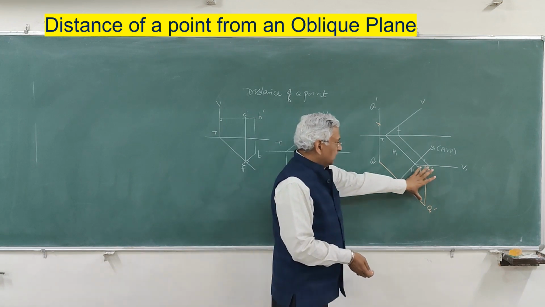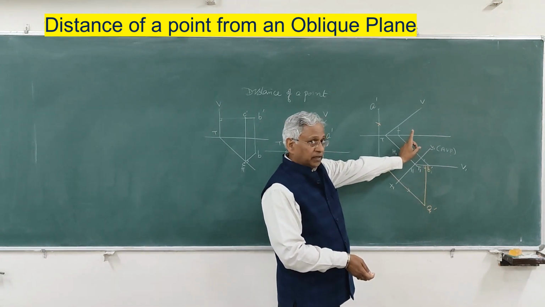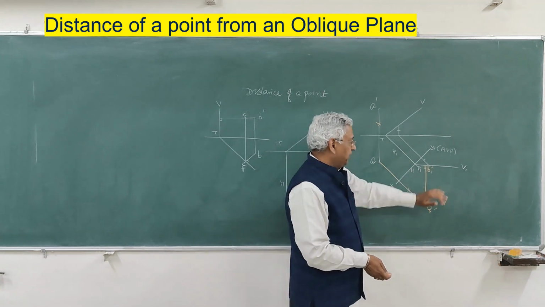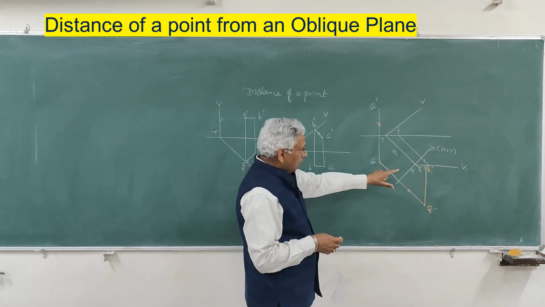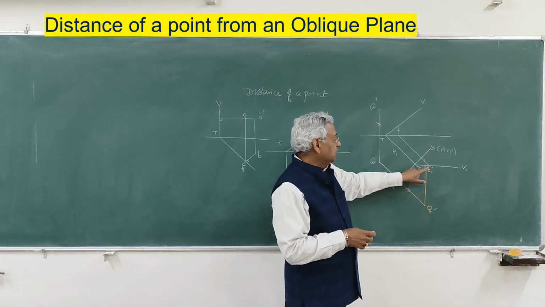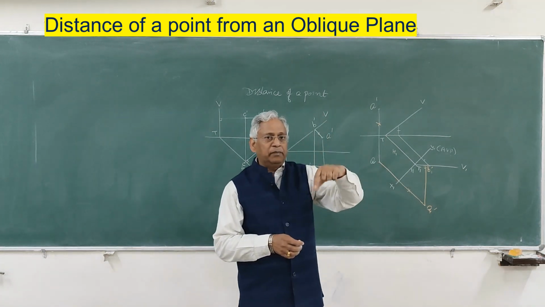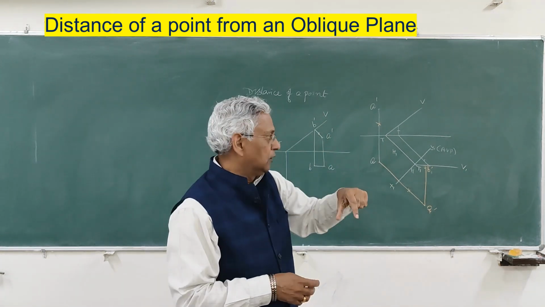This is the perpendicular distance of the point from the oblique plane, because the oblique plane is already an edge view. Now, if you want to find the projection of the foot of the perpendicular, this B is the point in the oblique plane and the foot of the perpendicular.